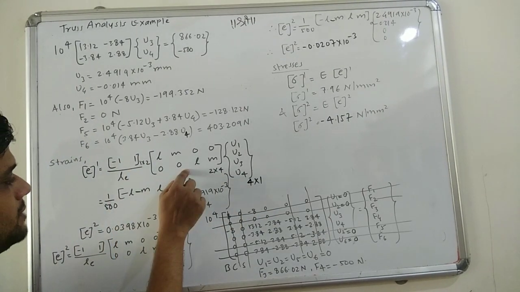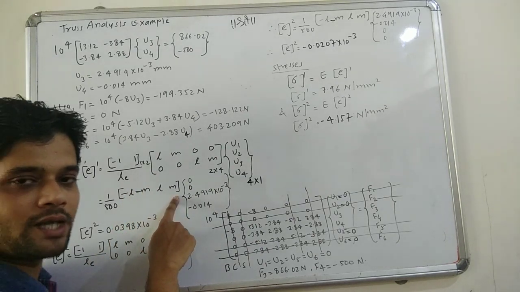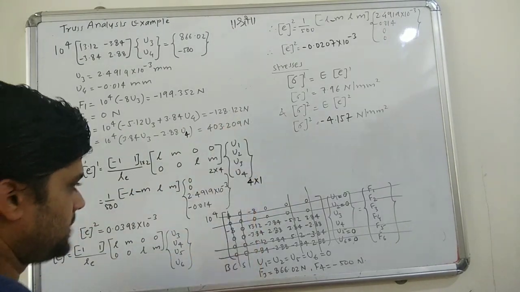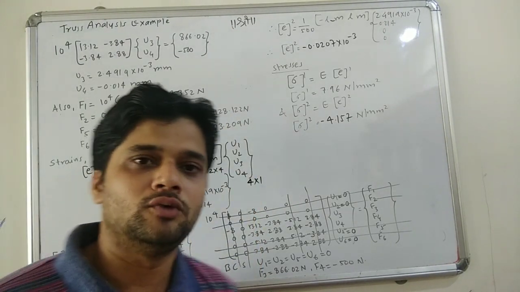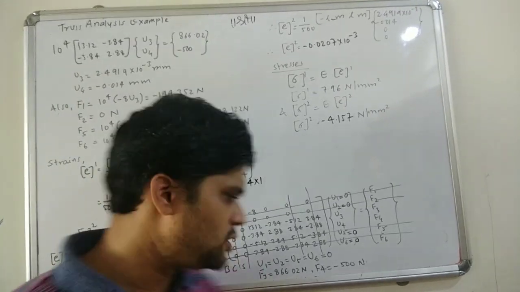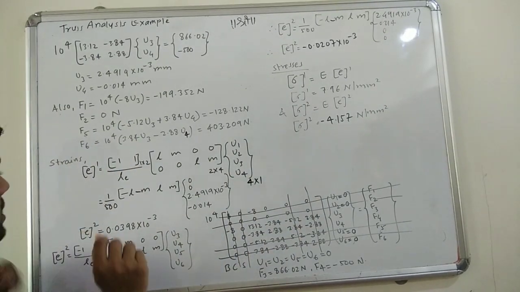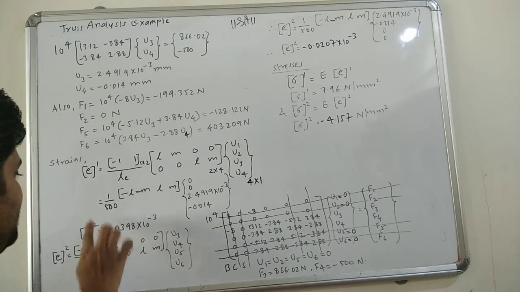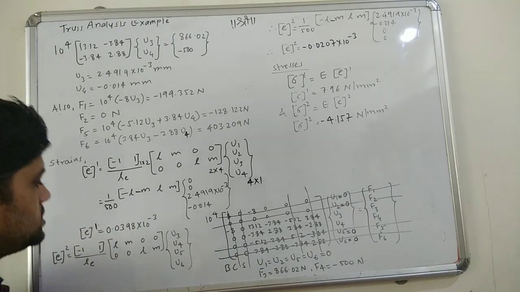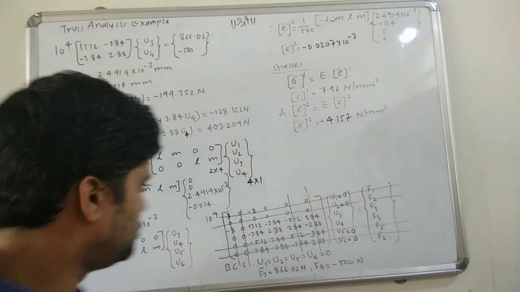This, when multiplied, gives me minus L, minus M, L, M, which eventually I need to multiply with the column matrix. If you remember, the L value was 8 and the M value was 0. After doing the calculation, the strain that we get for element 1 comes out to be 0.0398 into 10 raised to minus 3. There is no unit for strain.